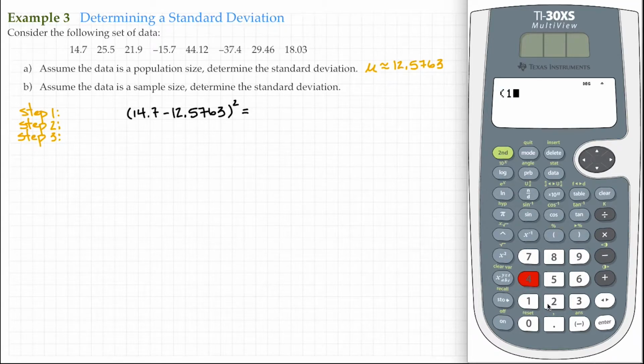So 14.7 minus 12.5763. We'll close off our parenthesis, square it, and hit enter. That's approximately 4.5101. And then we move on to our next value here.